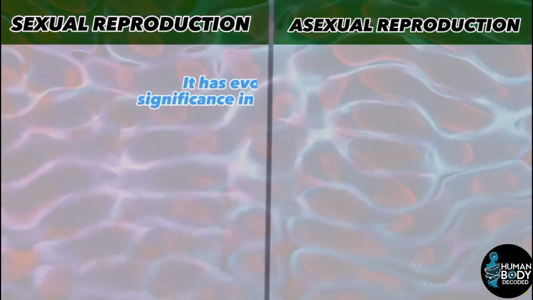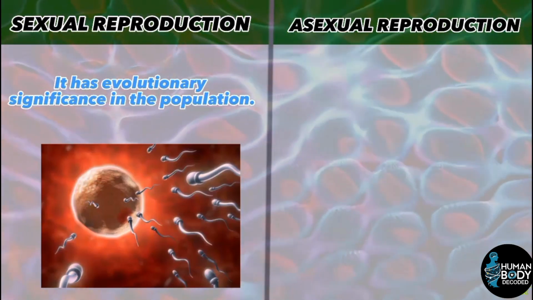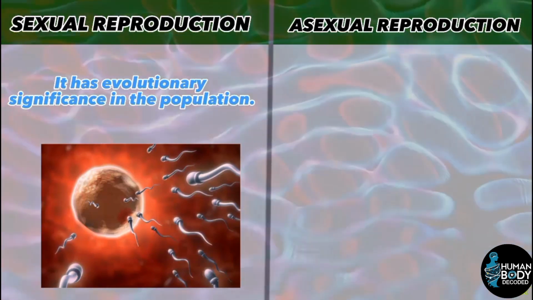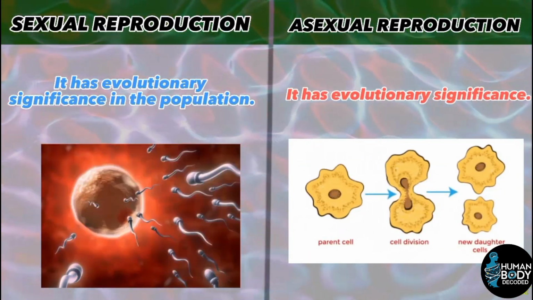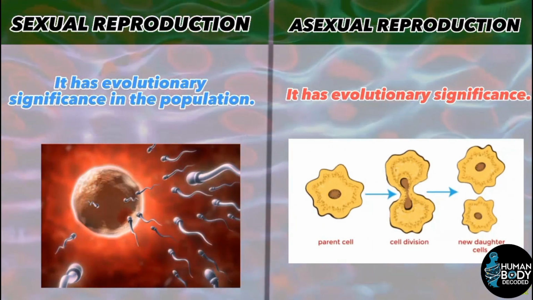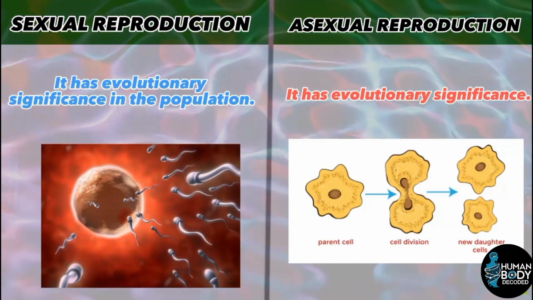Difference number 13. In populations formed through sexual reproduction, the chances of evolution are very high. But in asexual reproduction, evolution doesn't happen. The reason for evolution in sexual reproduction is crossing over, which increases genetic diversity. But in asexual reproduction, since only one parent contributes chromosomes, there is no genetic variation, and evolution is not possible.